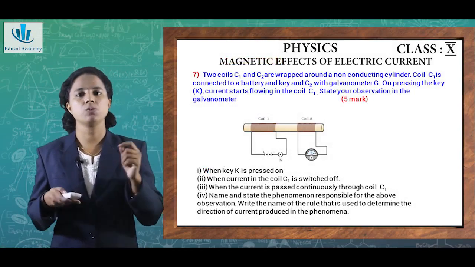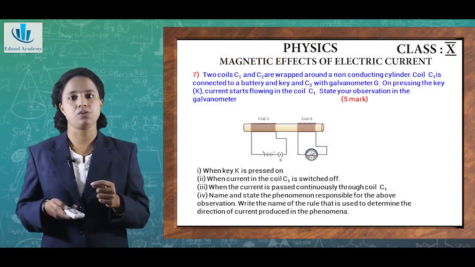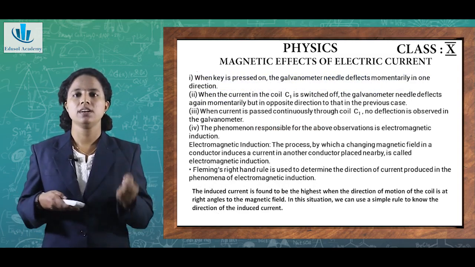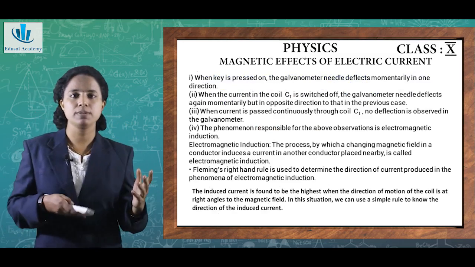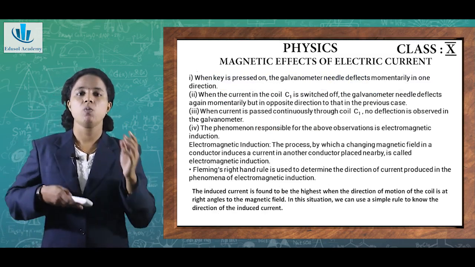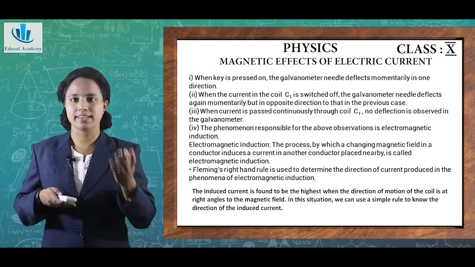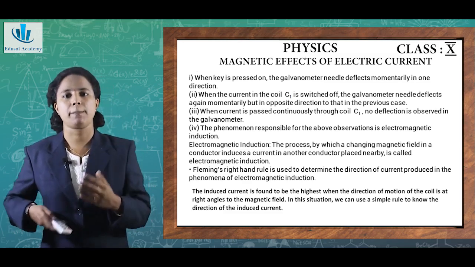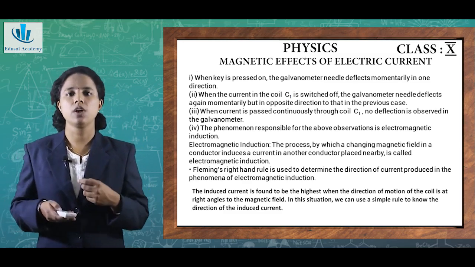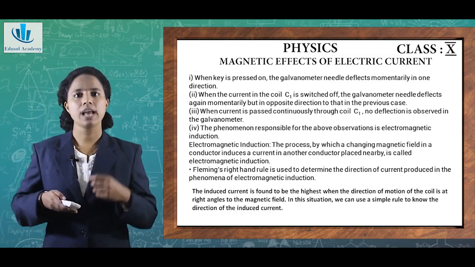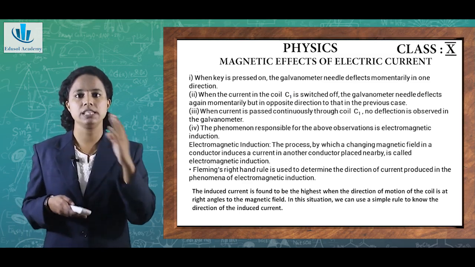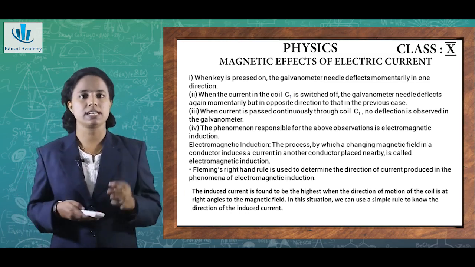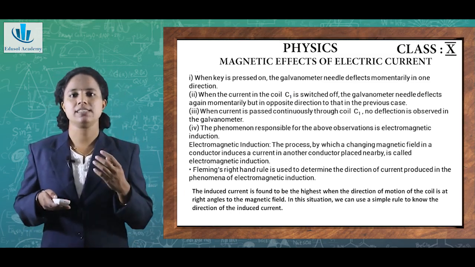So what happens when the key K is pressed on? When K is pressed on, the galvanometer which detects current will deflect momentarily in one direction. Then when the current in the coil C1 is switched off, what happens? When the current in the coil C1 is switched off, the galvanometer needle deflects again momentarily, but in the opposite direction to that in the previous case.